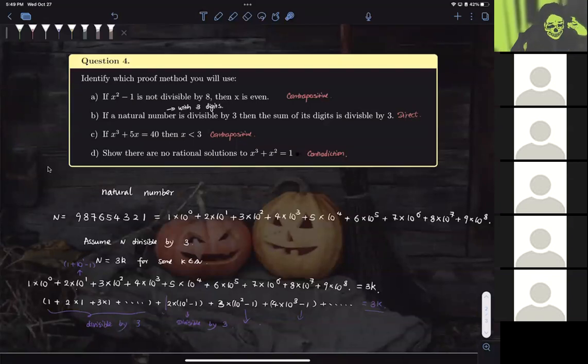You might have a question like this. If a natural number with 3 digits is divisible by 3, something like that. It's not a hard proof, guys. It really is not a hard proof.